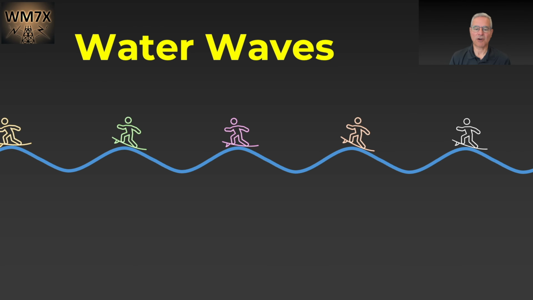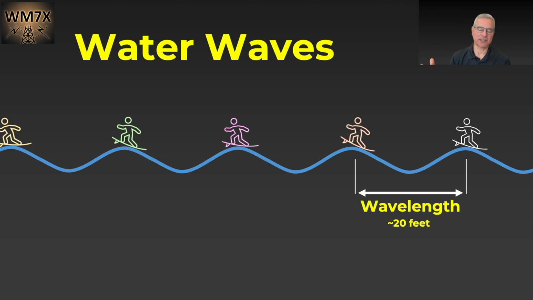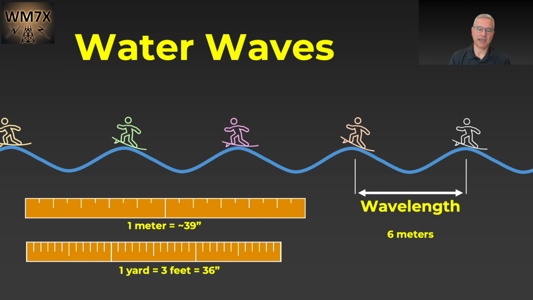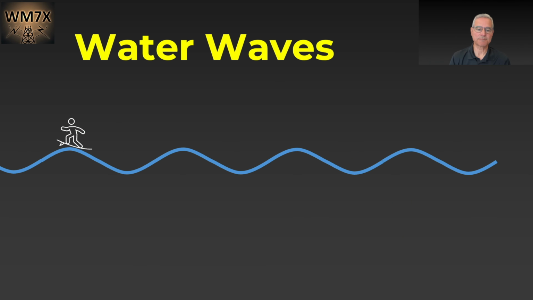If we want to know how far apart they are, we'd measure the length between the crests, and we'd call that the wavelength. Very imaginative, I know. So one wavelength is the distance from one crest to another, or put another way, it's the length of one cycle of the wave. And if we actually measure it, we might find in this example that it's about 20 feet. But we want to be all sciencey, so instead of using feet, we're going to say it's 6 meters. And as a refresher, a meter is a little bit bigger than a yard, about 39 inches.